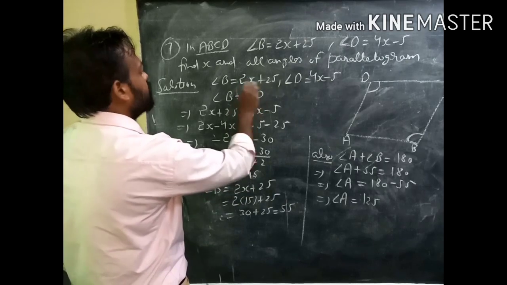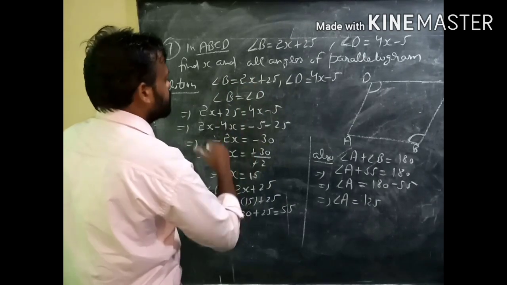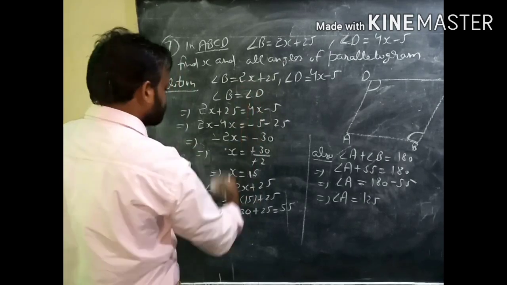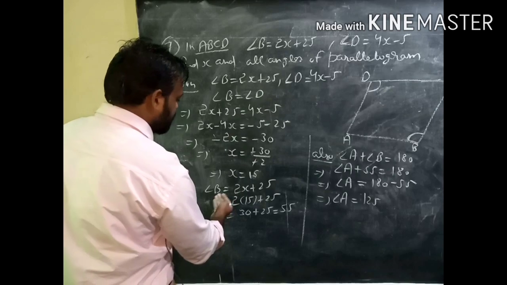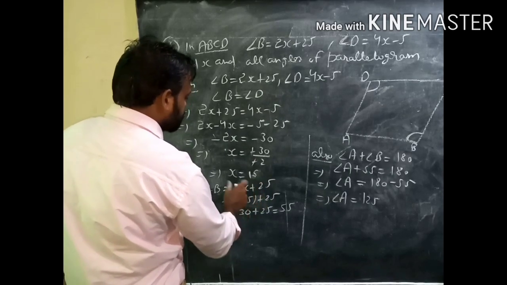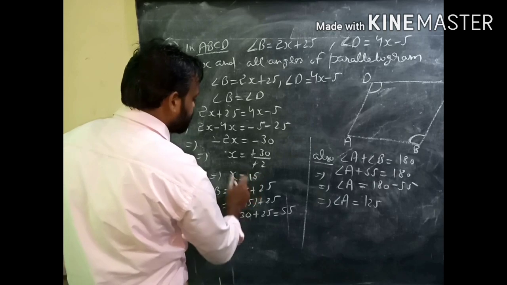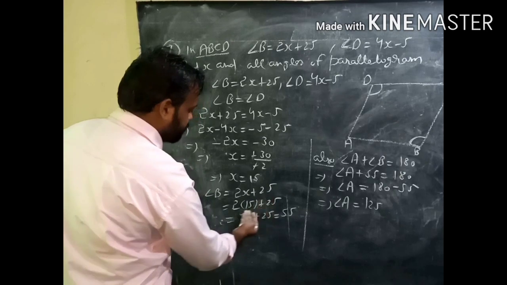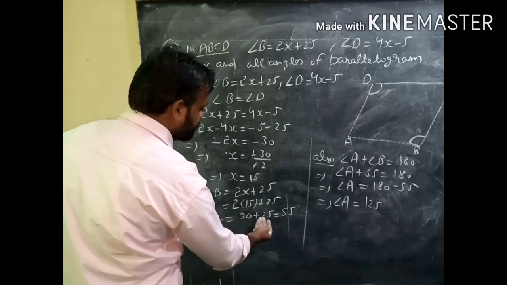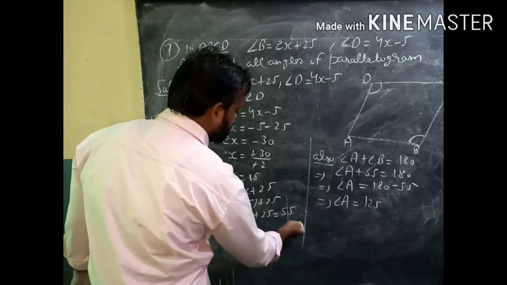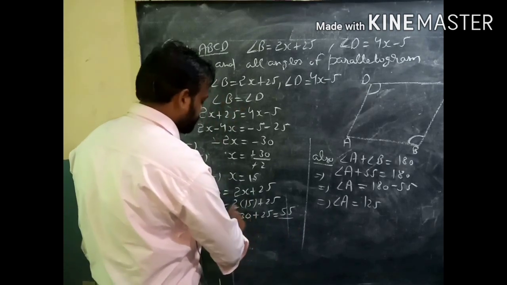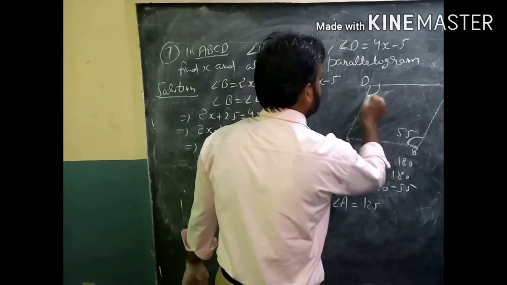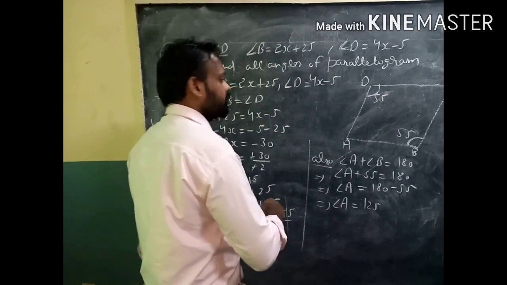So now we can find out the exact values of angle B and angle D also. Just in one angle you have to put the value of x. So I am putting the value of x in angle B. You can see angle B is equal to 2x plus 25, and the value of x is 15. Put this value, then 2 into 15 plus 25, then 15 twos are 30, plus 25, then 30 plus 25 is 55. So the value of angle B is 55. In the same way the value of angle D is also 55.